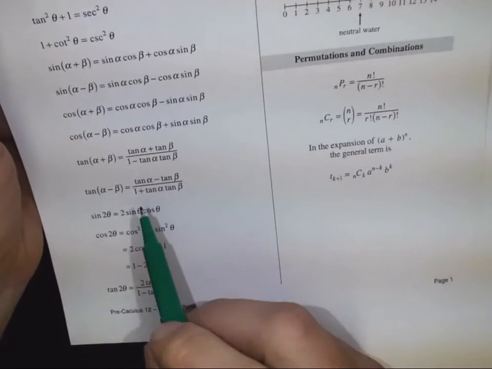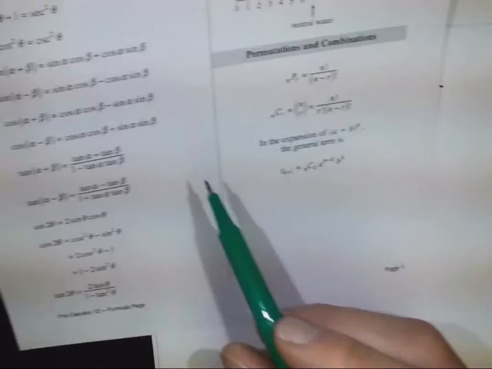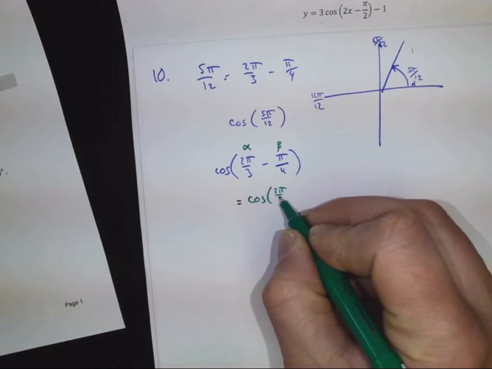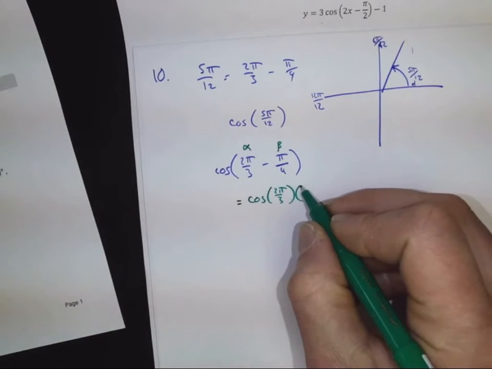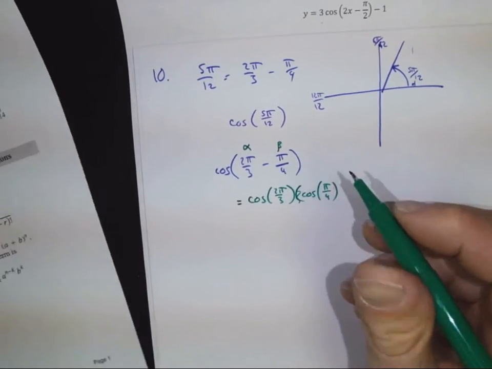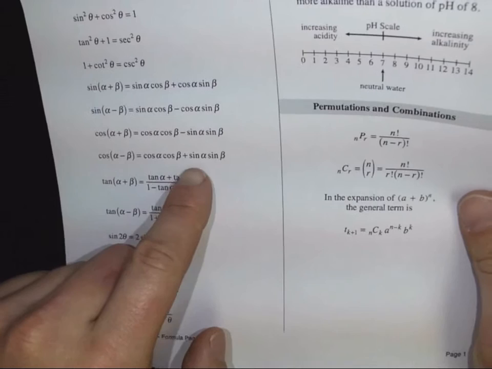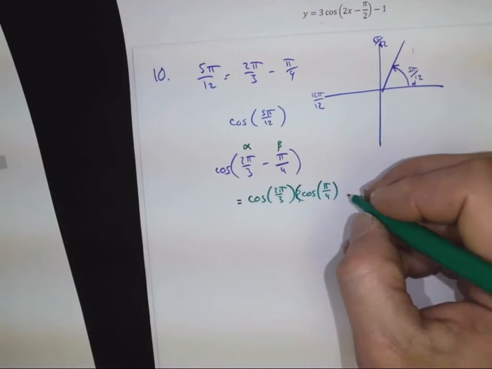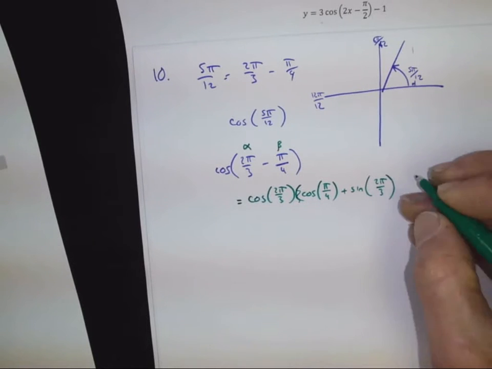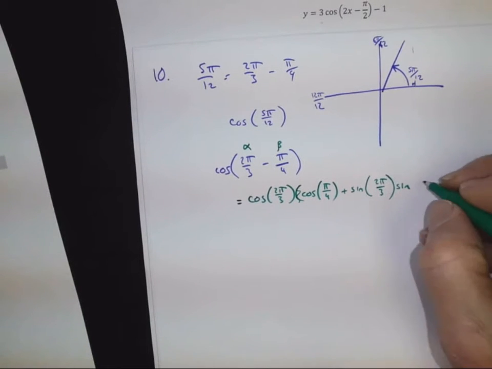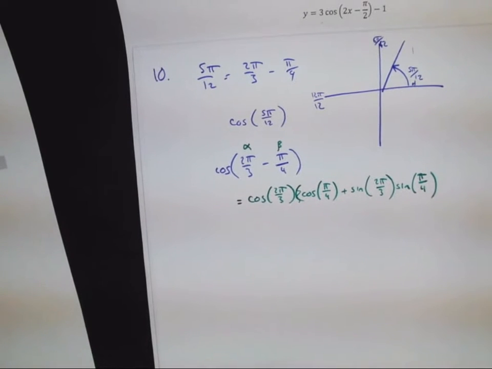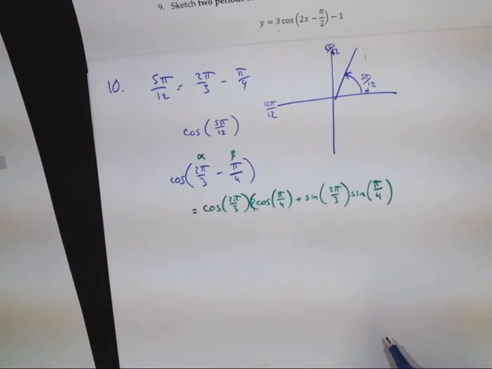So it's going to equal cos alpha cos beta. So cosine 2 pi by 3, cosine pi by 4, plus sine alpha sine beta. Sine 2 pi by 3, sine pi by 4. Okay. And now we just have to be able to solve for these angles.